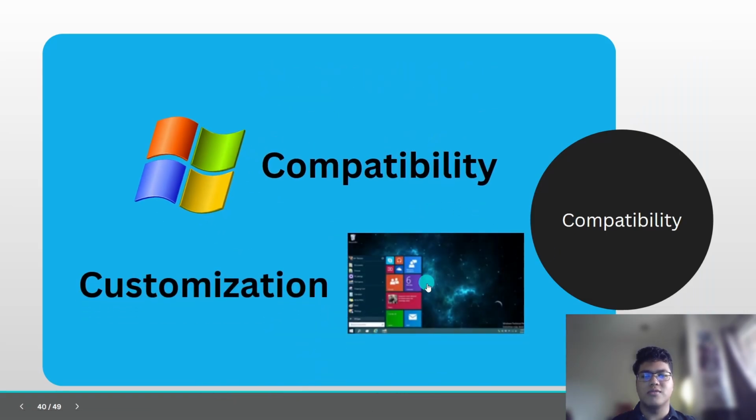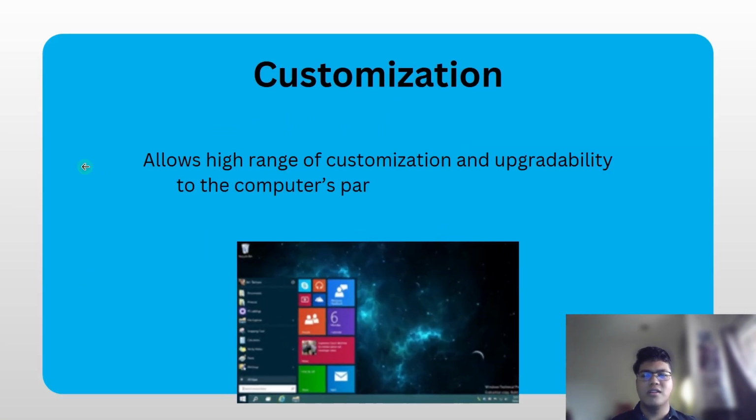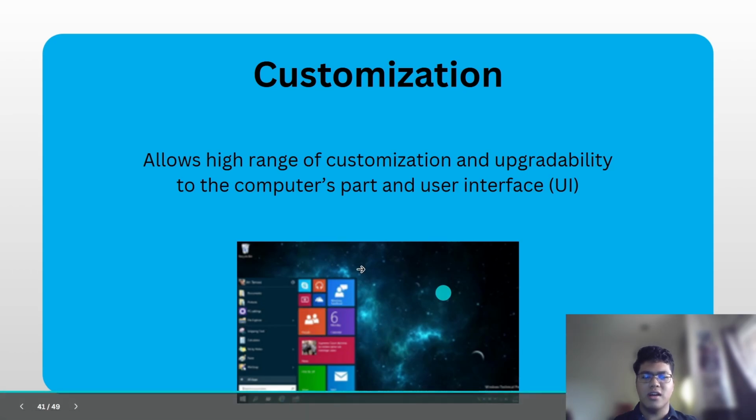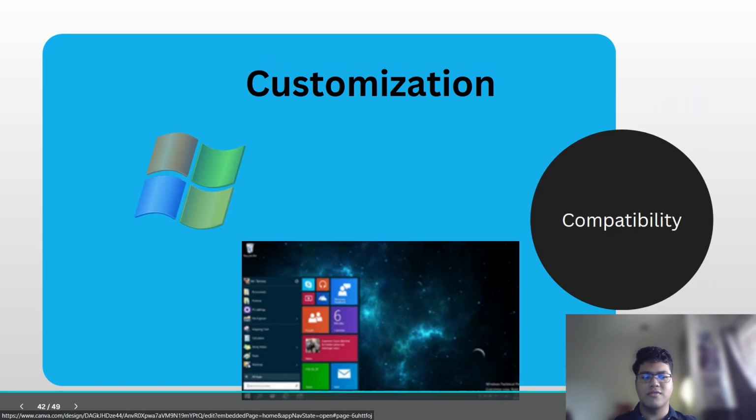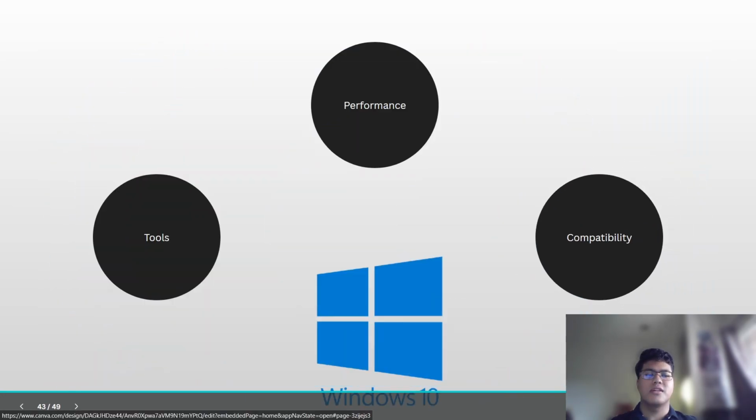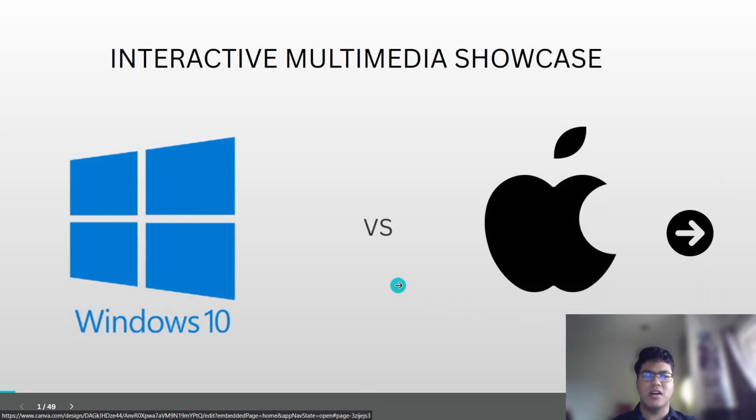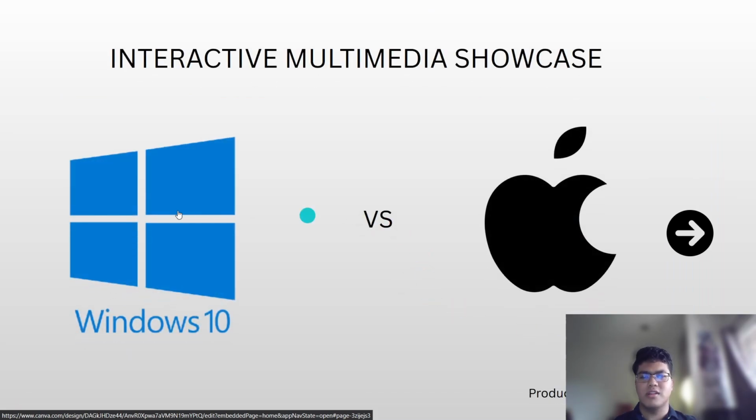Now going back, you can also click the customization, and as you can see, from the desktop itself, Windows allows the user a high range of customization and upgradability to the computer hardware itself, even the CPU, GPU, the RAM, all can be replaced, and even your user interface actually. You can even hide the desktop icons if you need. Now we're going back. Now let's see how the competitor holds up.